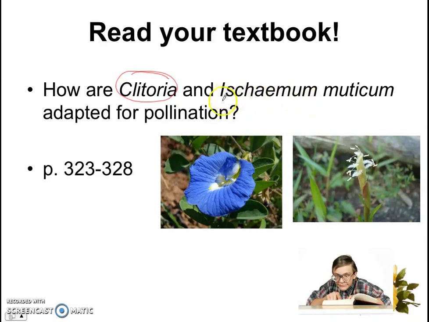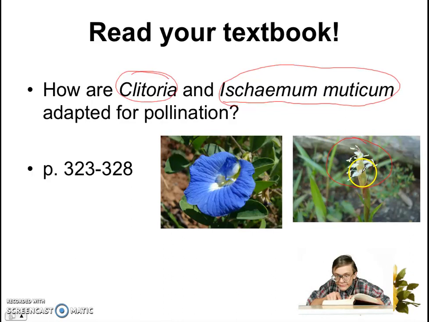And then there's this other example, the Ischaemum muticum, right? Very interesting name, try to say that. The seashore centipede grass is this flower here. Your textbook will talk about how it's adapted for pollination. And in its particular case, this is adapted for wind pollination.